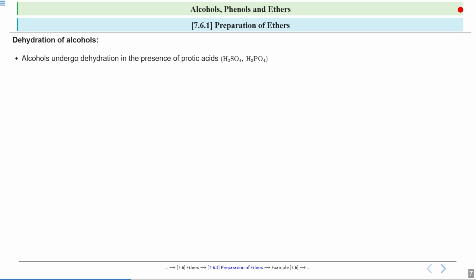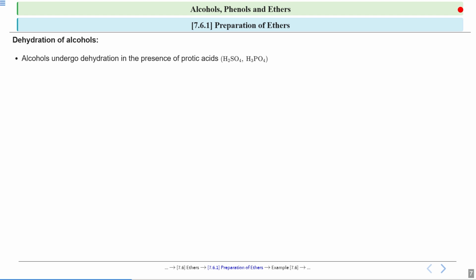So first is dehydration of alcohol. If you see the word dehydration, first what comes to your mind? Dehydration, something in which there is removal of water. In summers it is asked to drink more and more water, so that you don't become dehydrated. So in chemistry, dehydration means that water is being removed.